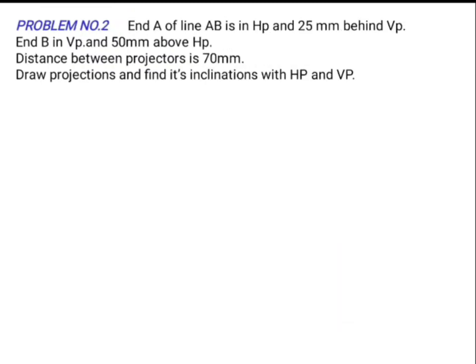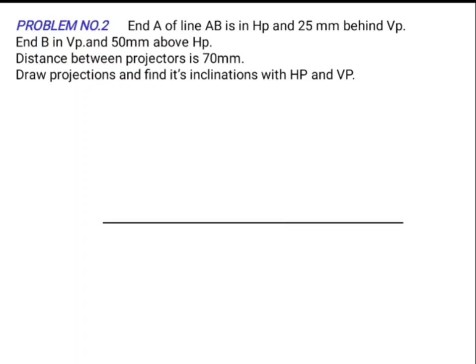Problem number 2. End A of a line AB is in the horizontal plane and 25 mm behind VP. End B is in VP and 50 mm above the horizontal plane. The distance between projectors is 70 mm. Draw projections and find its inclinations with the horizontal plane and vertical plane.